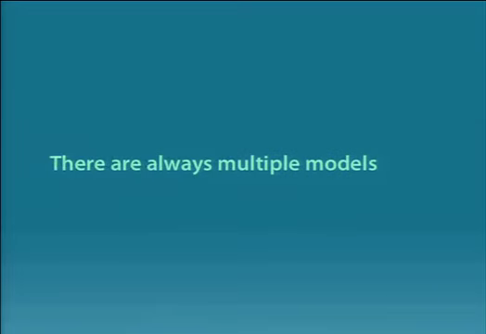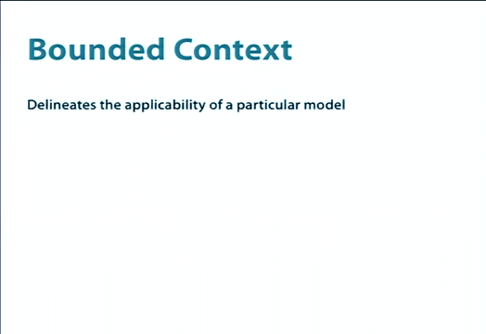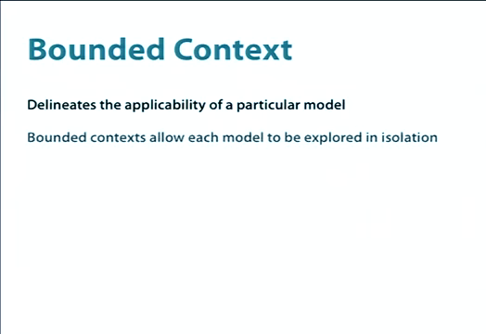Another important concept is that we always have multiple models. There's never just one model. We're always going to have multiple models interacting with each other. So in order to make this possible and sane to work with, we introduce a concept called a bounded context. A bounded context allows us to tell within what context a particular model is applicable. So we can say we're working within this bounded context right now, which means we're working with this model. Later we might be working in another bounded context, working with a different model. So it allows us to explore each of those models in isolation.